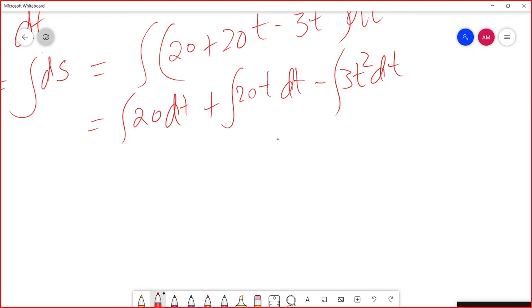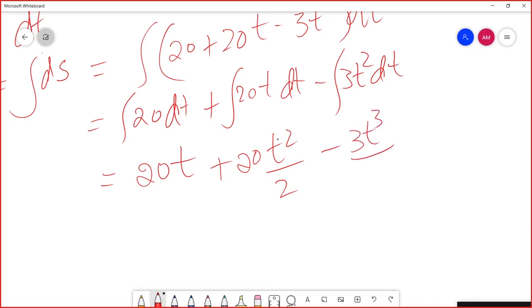Can you help me now? So it'll be equal to 20t, and then 20t squared divided by 2, and then 3t cubed divided by 3, and our plus friend, C. Yeah, our friend C.